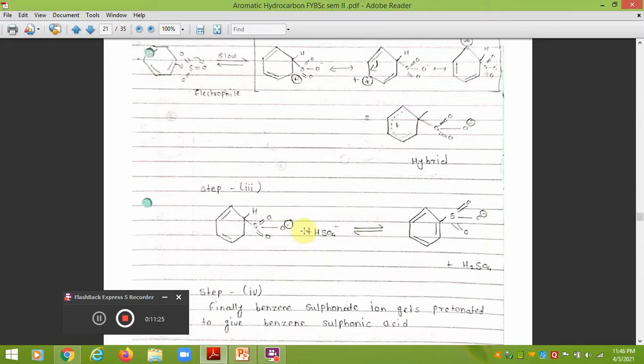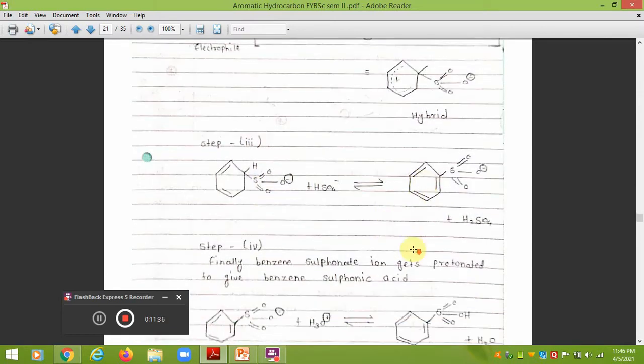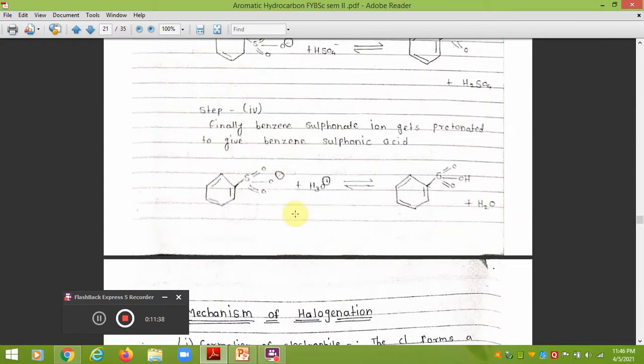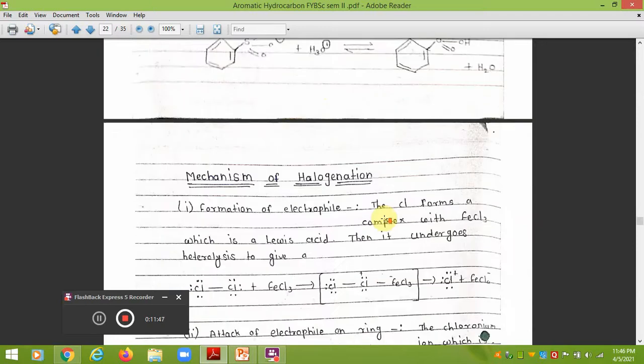In the next step, this base, which is already present in the reaction, attacks this acidic proton, and the aromatic character of benzene is regained in this step. Finally, the benzene sulfonate ion gets protonated in presence of water, and it gives benzene sulfonic acid. So this is the product here.